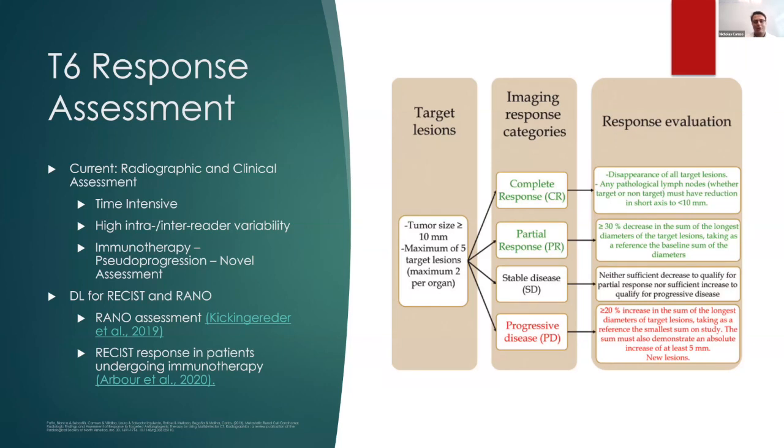It works well, it cures some cancers, but it's very time intensive. And using this criteria, there's high intra- and inter-reader variability. And also, when we're talking about immunotherapy, immunotherapy has a phenomenon called pseudo-progression, where the cancer appears to be progressing but is actually heading towards remission. If we apply AI to these areas, we can have a better idea of how the patient's doing.